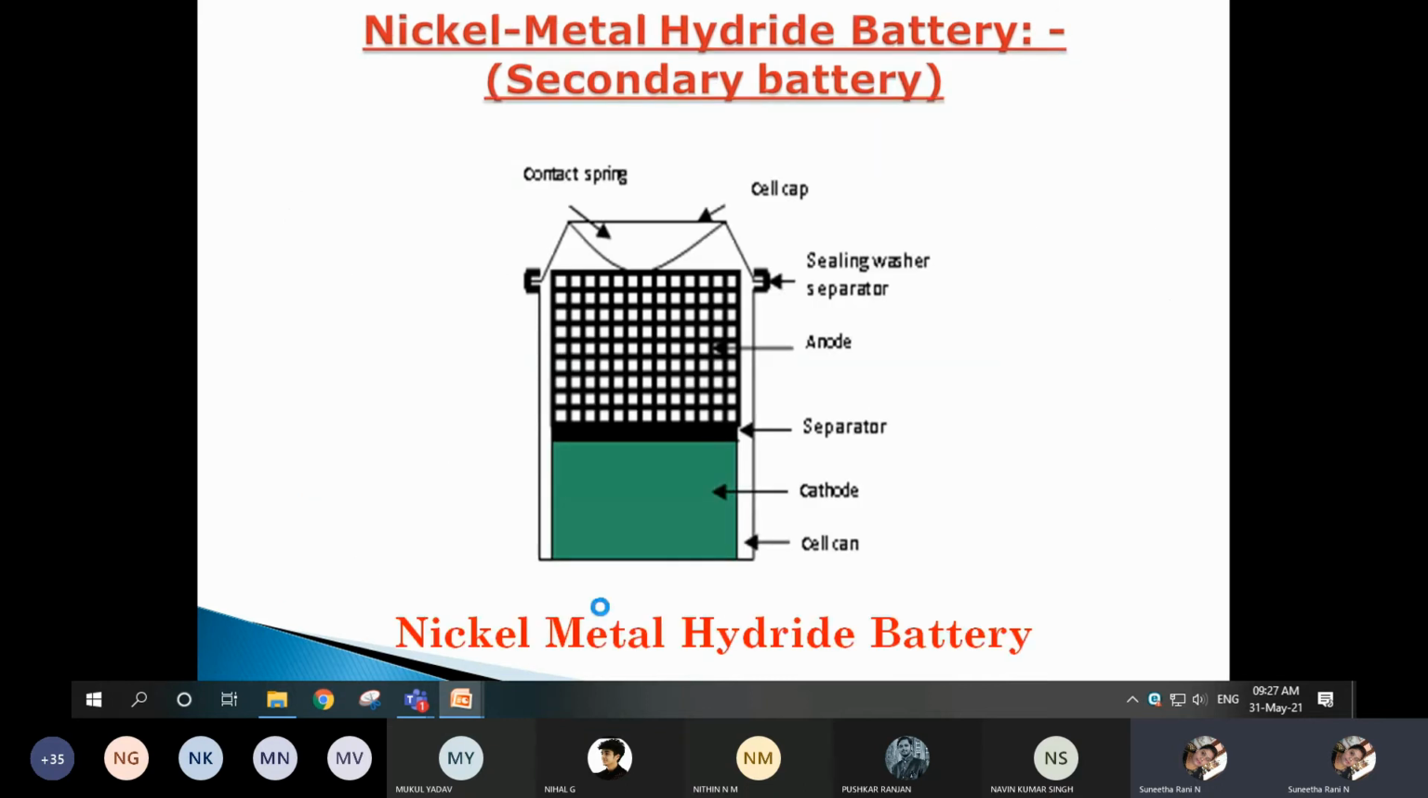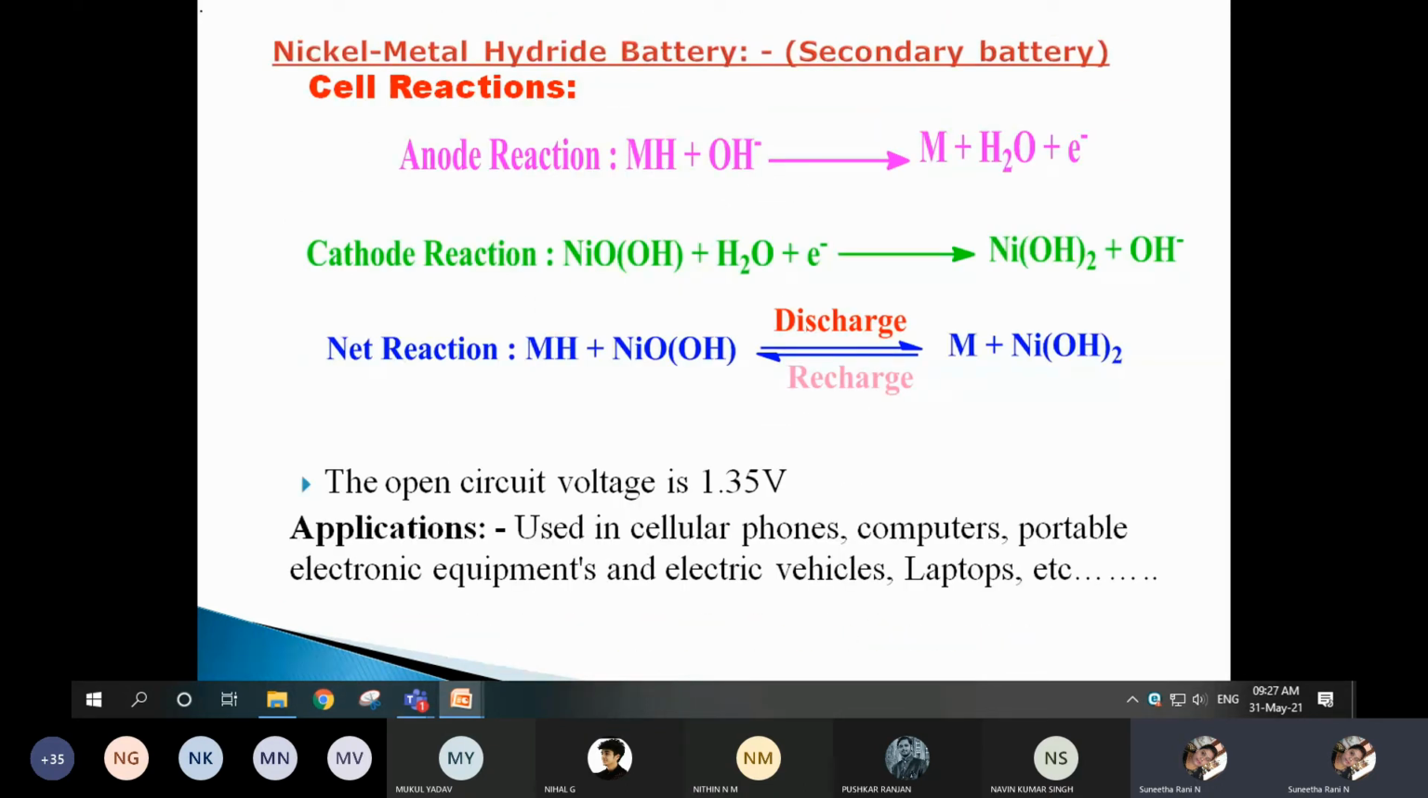What type of reaction does it carry? What is the reaction? We know the anode undergoes oxidation. The anode contains metal hydride, and it reacts with the OH minus ions from the KOH. It oxidizes to give M and H2O with the liberation of electrons. Actually, it should be M plus here. So M plus and H2O plus electrons.